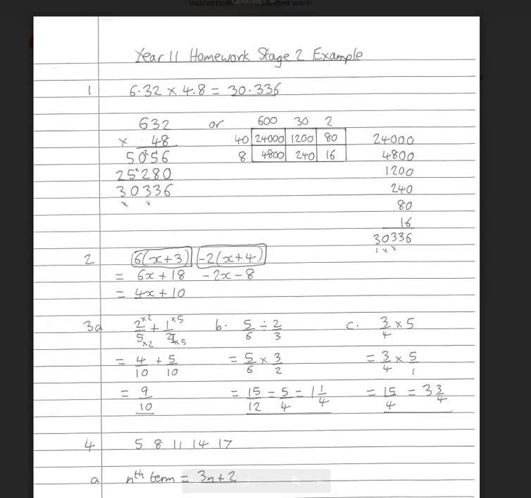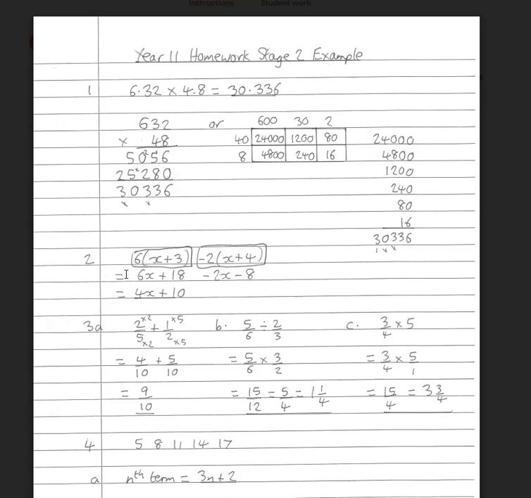Okay, let's look at question 2. We've got 6 lots of x plus 3, and then we're going to take away 2 lots of x plus 4. So what I would do first of all is multiply out both brackets. So everything inside the bracket gets multiplied by the thing that's outside. 6 times x gives me 6x, and 6 times 3 gives me 18. And then minus 2 times x gives me minus 2x, and minus 2 times 4 gives me minus 8.